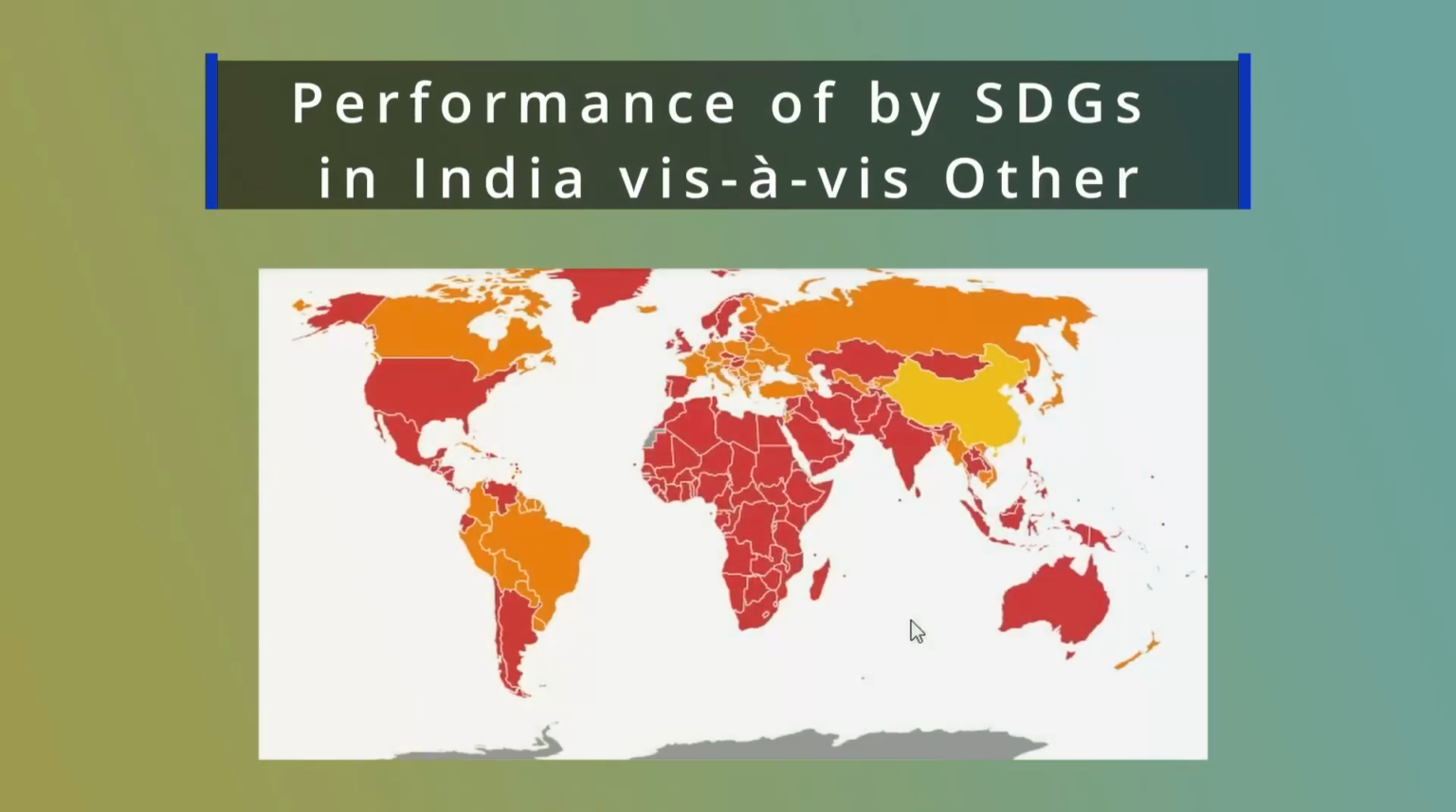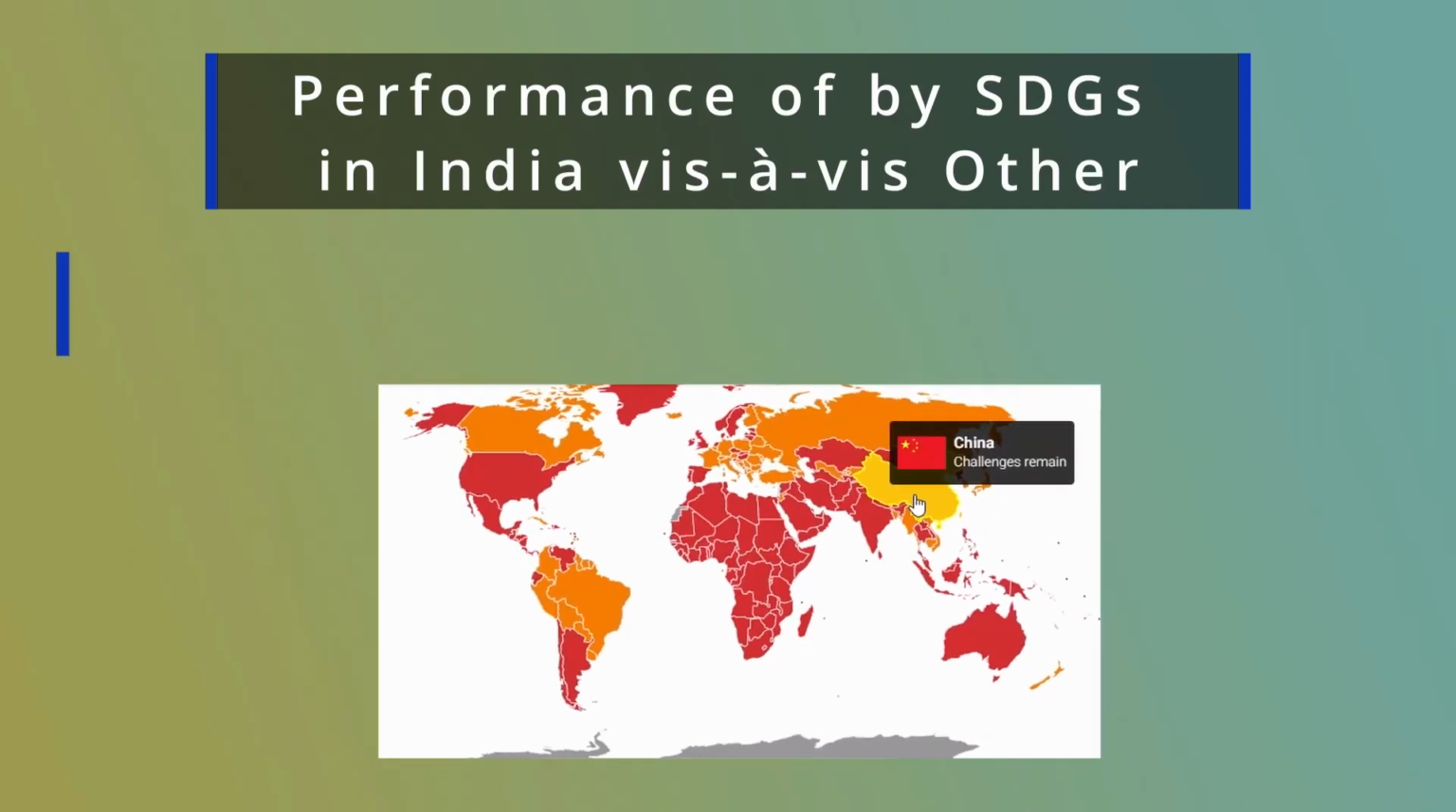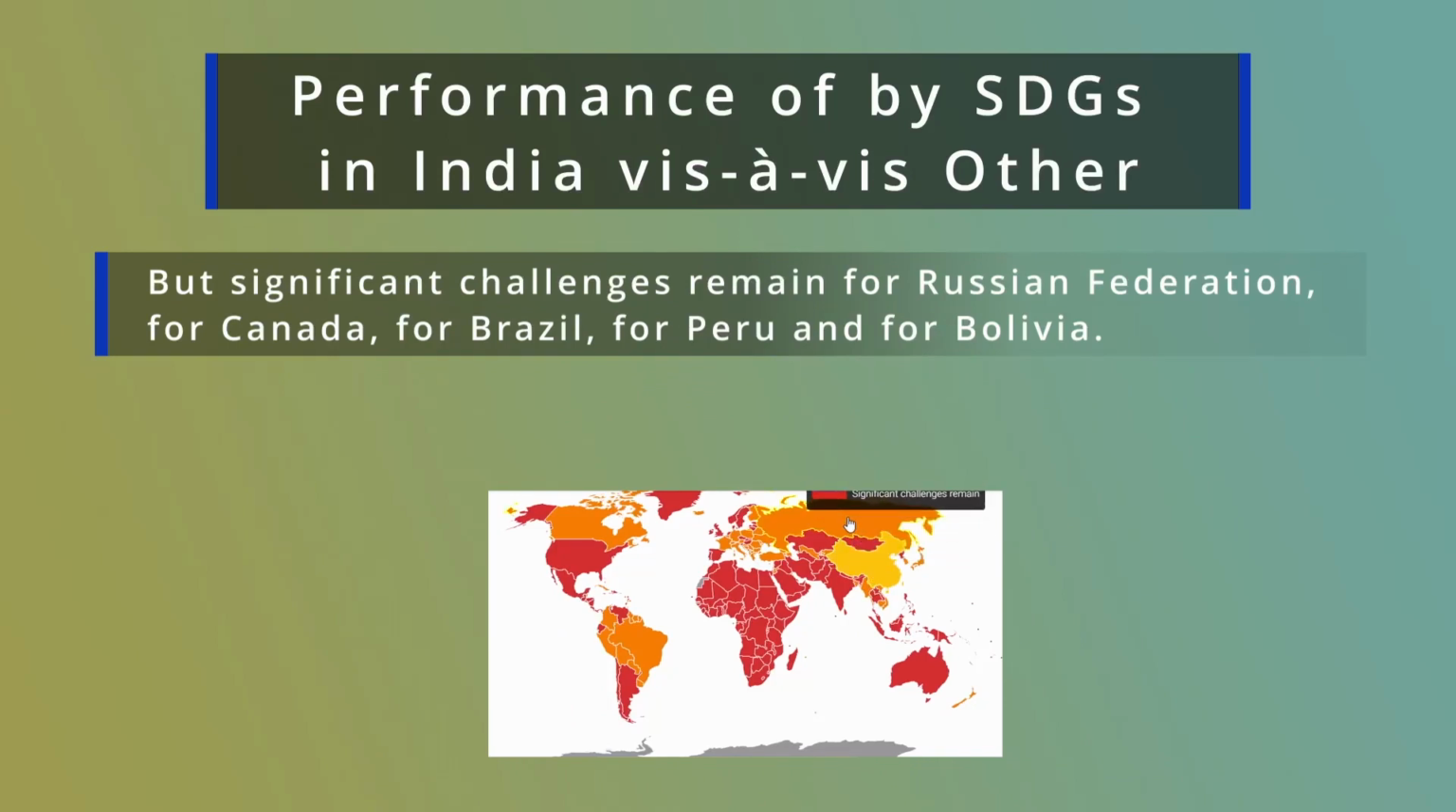If we consider another sustainable development goal, SDG 2, which is related to no hunger, then the striking feature is that no country is able to achieve the sustainable development goal in this particular dimension. But the relative position is relatively better for China. In the case of China, challenges remain, but significant challenges remain for the Russian Federation, for Canada, for Brazil, for Peru, and for Bolivia.